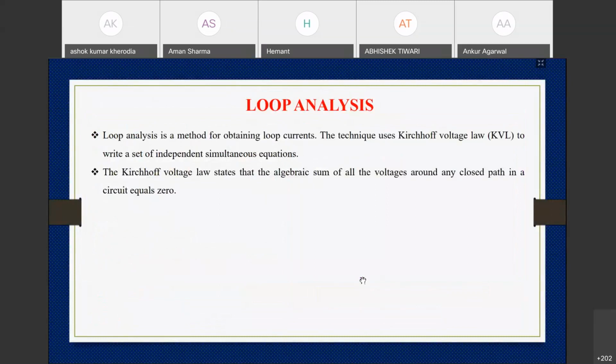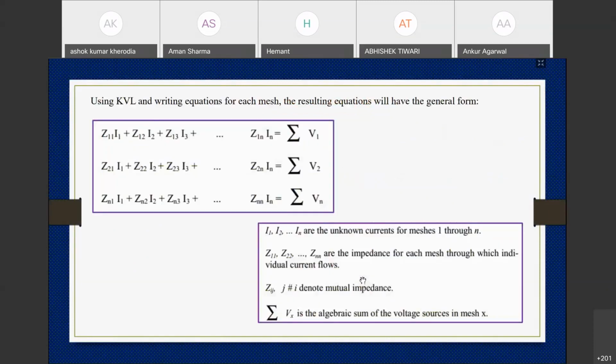Then we'll go for loop analysis, where we deal with Kirchhoff's voltage law. Here, we are using KVL to write a set of independent simultaneous equations. KVL states that the algebraic sum of all the voltages around any closed path in a circuit equals 0. Clear? So we'll write the equation in terms of impedance, meaning V equal to I into R or I into Z. Clear? Yes, sir. So we'll write the equations in a loop.